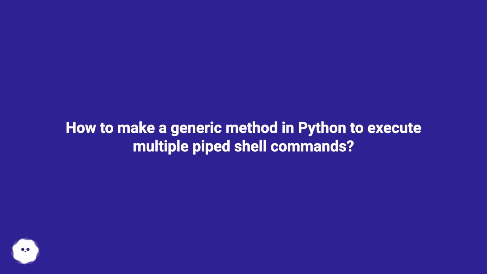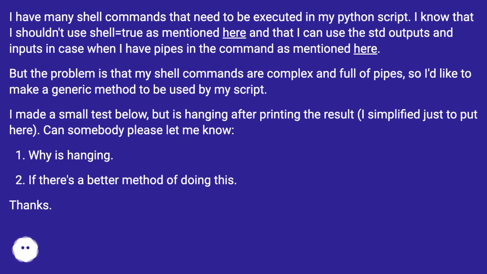How to make a generic method in Python to execute multiple piped shell commands. I have many shell commands that need to be executed in my Python script. I know that I shouldn't use shell equals true, as mentioned here, and that I can use the std outputs and inputs in case when I have pipes in the command, as mentioned here. But the problem is that my shell commands are complex and full of pipes, so I'd like to make a generic method to be used by my script.